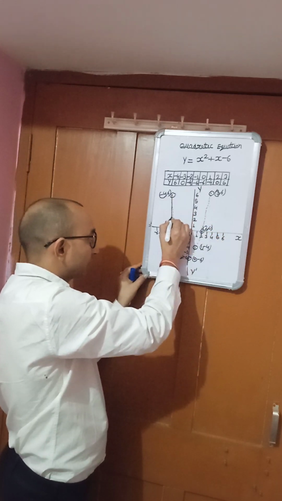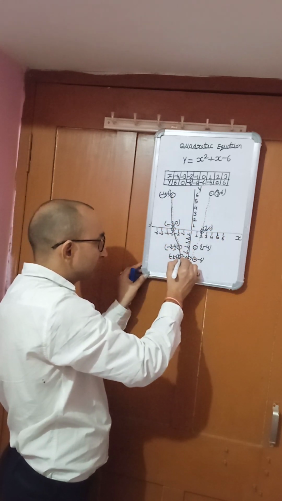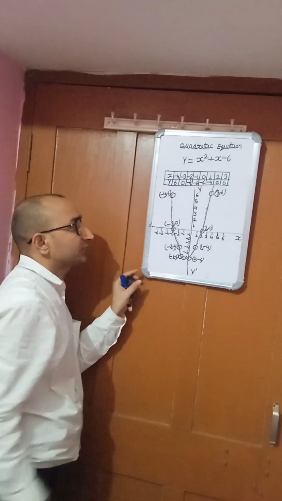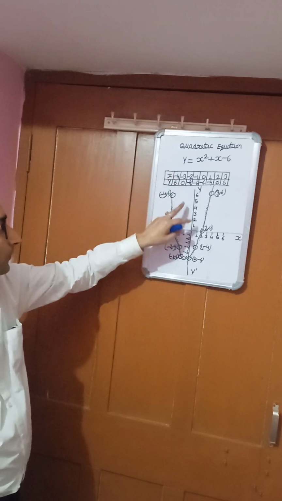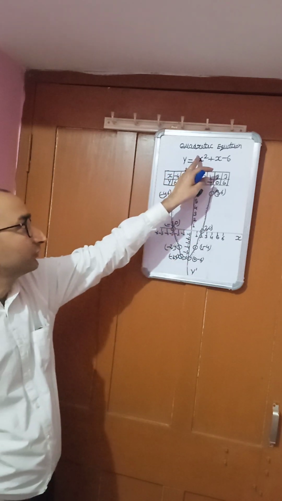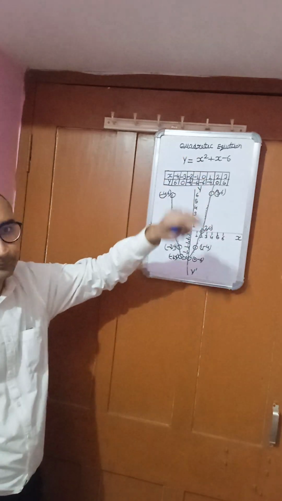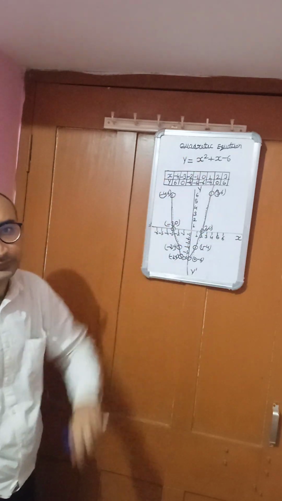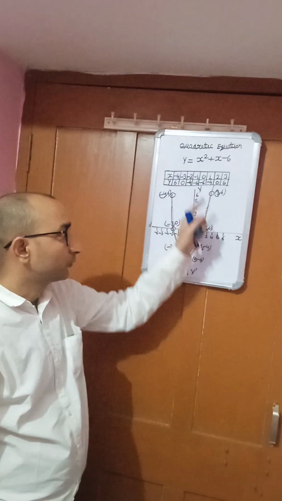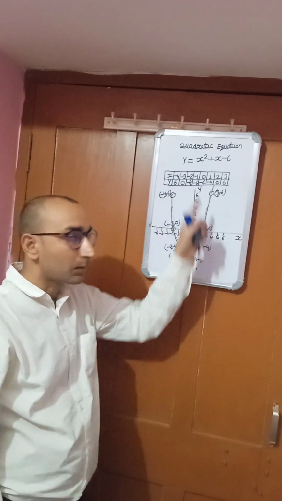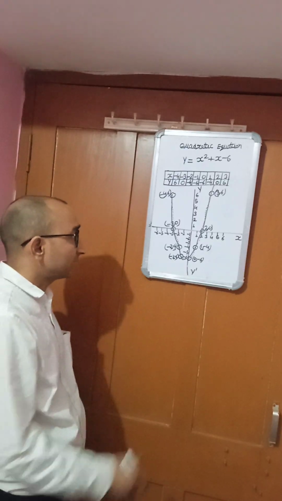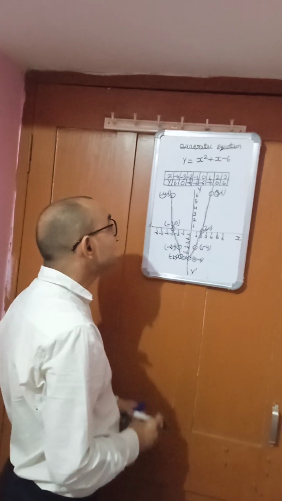So this is our parabola. We can observe here that this is an upward parabola. Why upward parabola? Because it has positive x square. The sign of x square is positive, that is why it is an upward parabola.